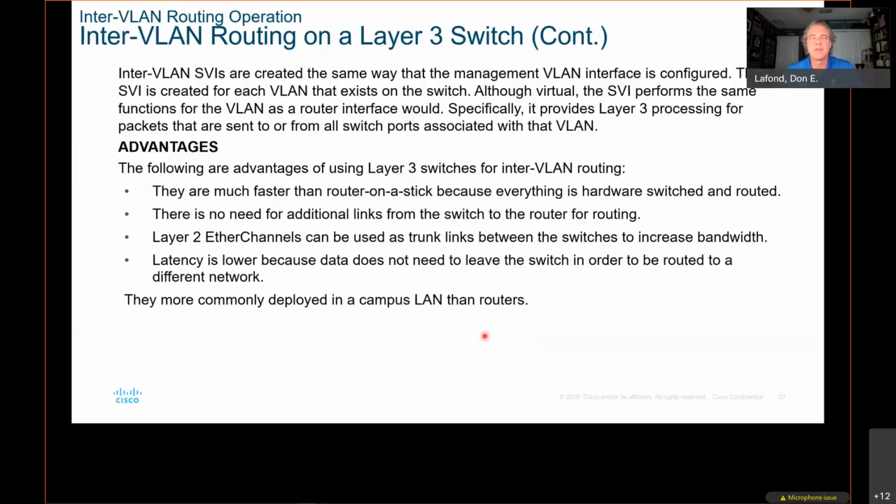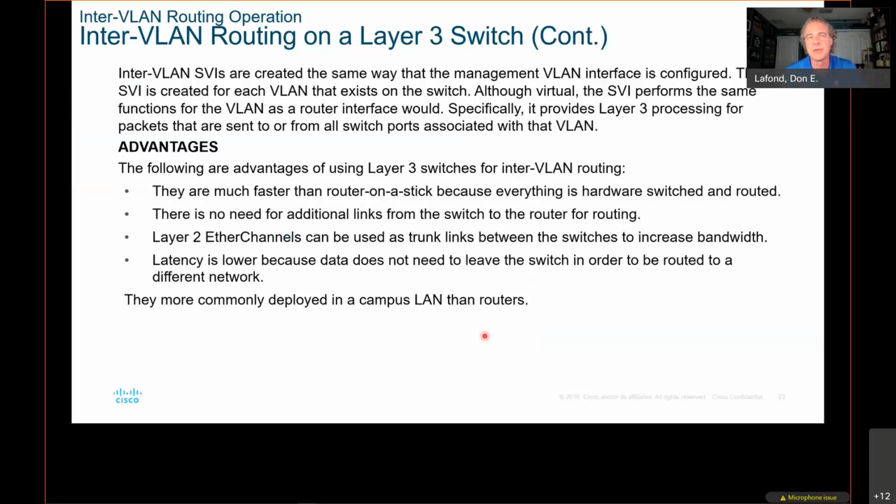They are much faster than router on a stick because everything is hardware switched and routed at the switch, the smart switch. There's no need for additional links from the switch to the router for routing. Layer 2 EtherChannels can be used as trunk links between switches to increase bandwidth.